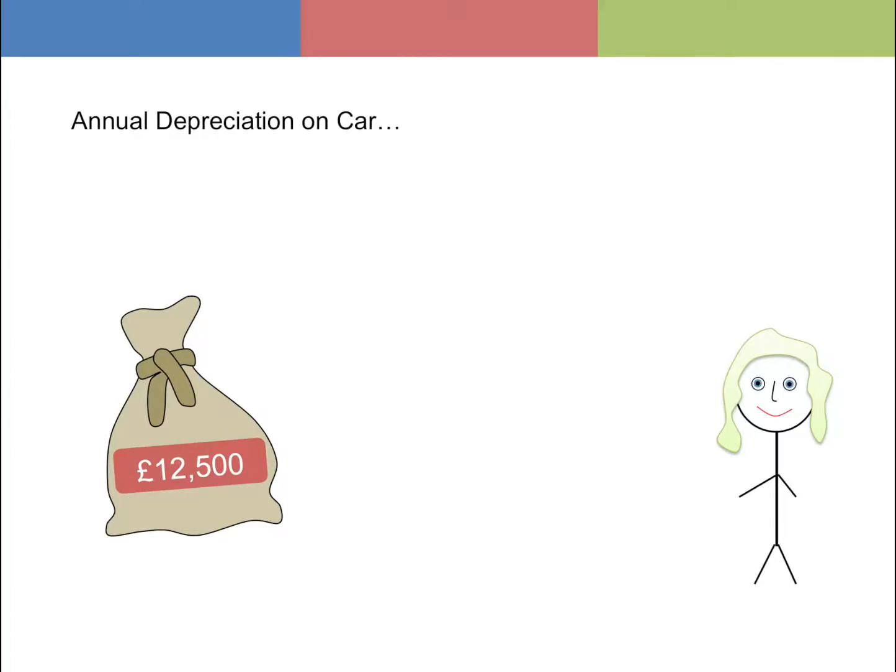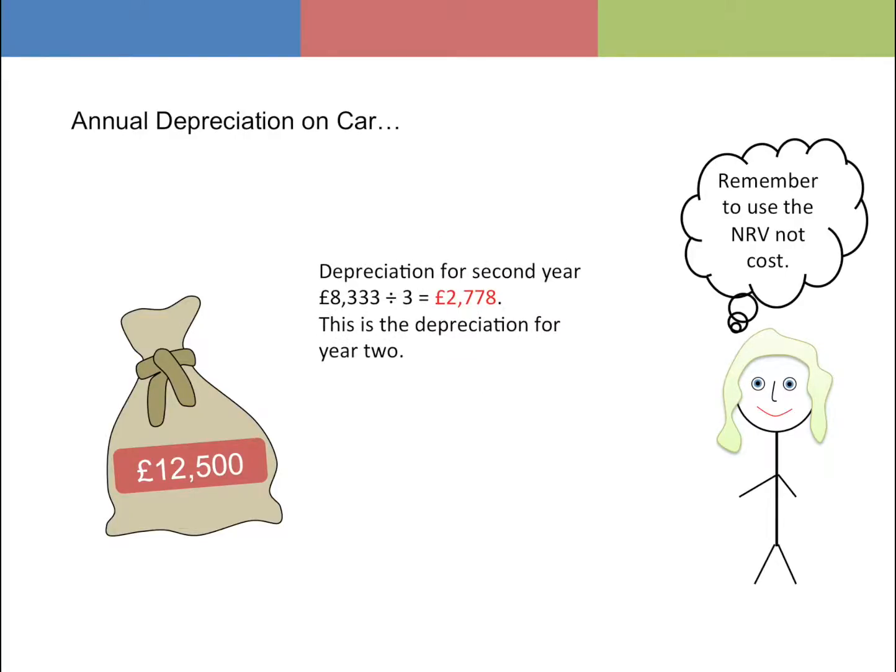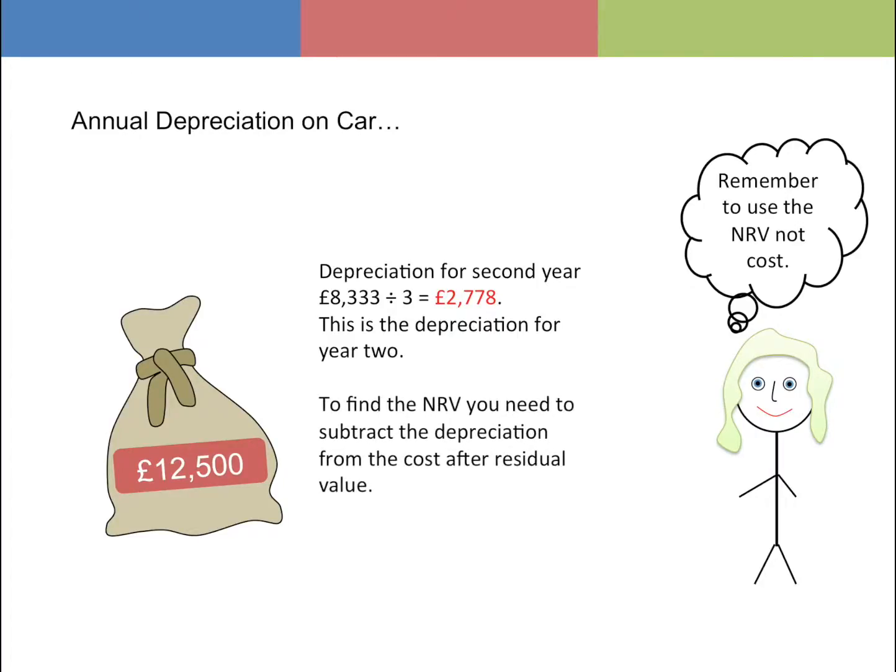For the second year, you'd have to use the NRV, not the cost, so you'd use £8,333 as your opening figure instead of £12,500. So to depreciate the second year, you take your £8,333 and divide that by 3, which gives you £2,778. You then have to find the NRV for the third year, so you take your £8,333 minus £2,778, which gives you £5,555.